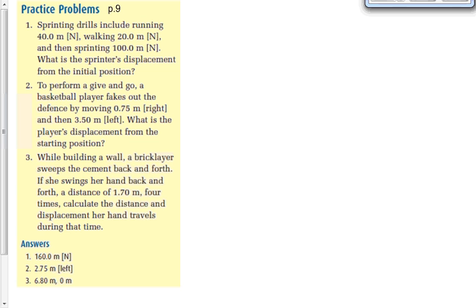All right, let's take a look at these now here. Question number 1 says, sprinting drills include running 40 meters to the north, walking 20 to the north, and then sprinting 100 to the north. What's the sprinter's displacement from the initial position? You know what? There's a couple ways that we can find displacement.